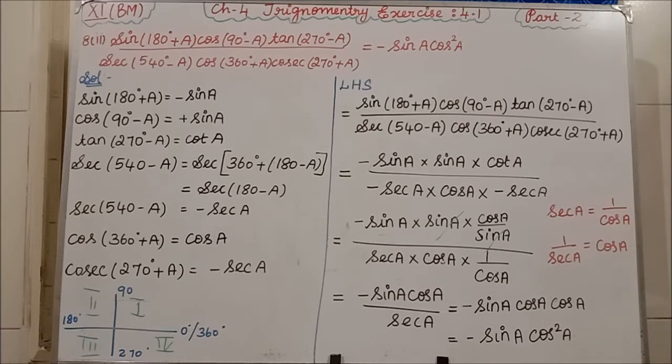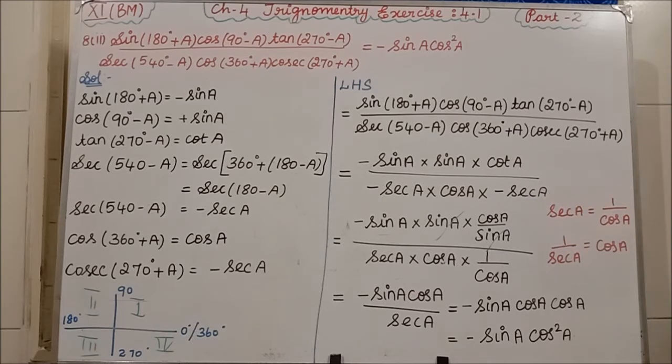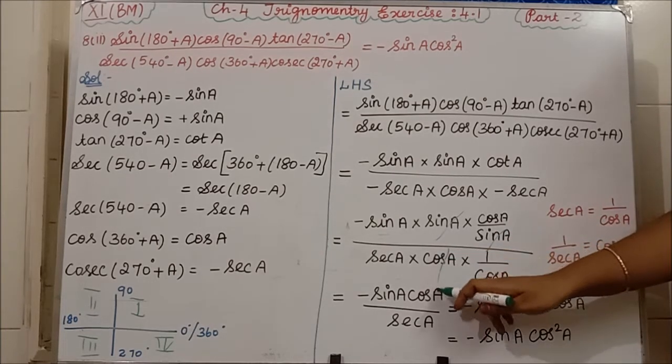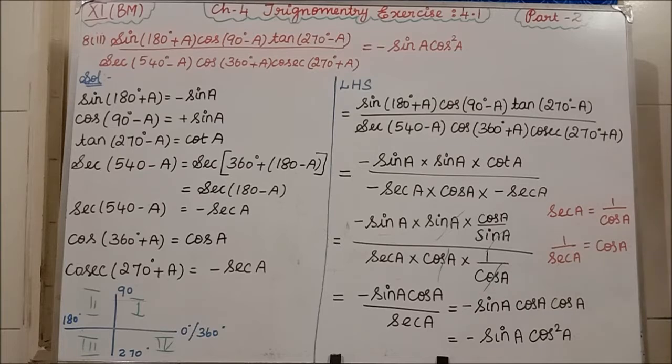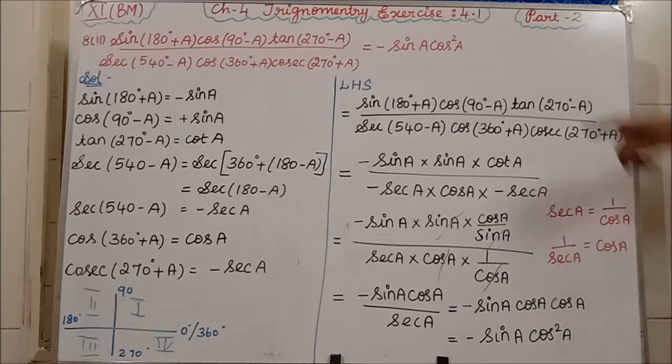So what will happen in the next step? Sin A into cos A. In the numerator what are we having? Minus sin A into cos A, divided by the denominator. What are we having? Only the sec A. Clear all of you? This cos A and this cos A are getting cancelled. Sin A is getting cancelled. In the numerator sin A into cos A, in the denominator only sec A is there. Okay, we have to have sin A into cos square A.